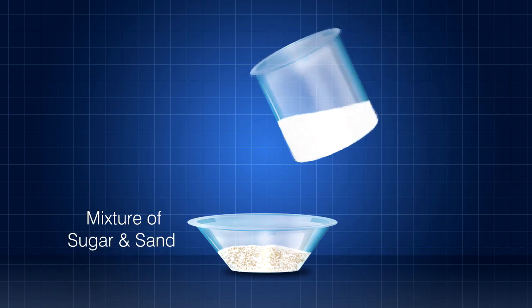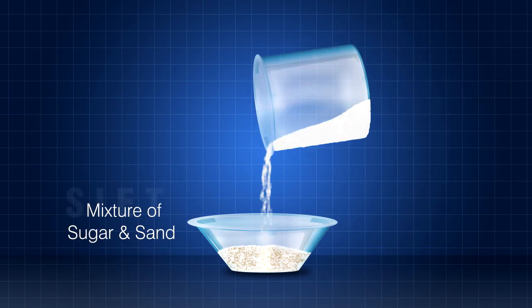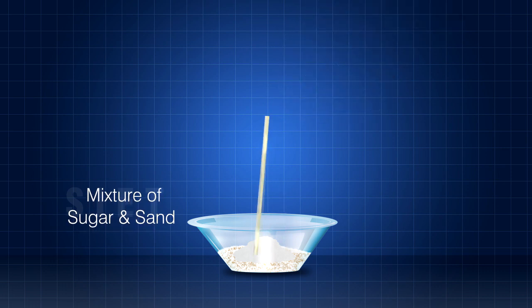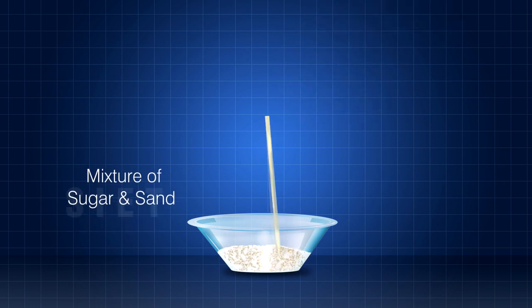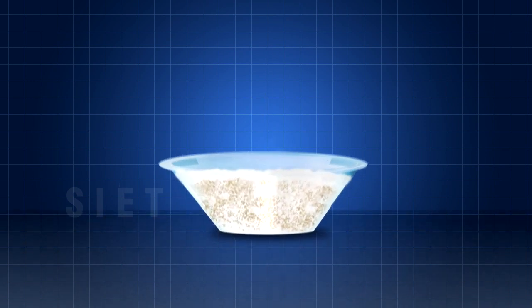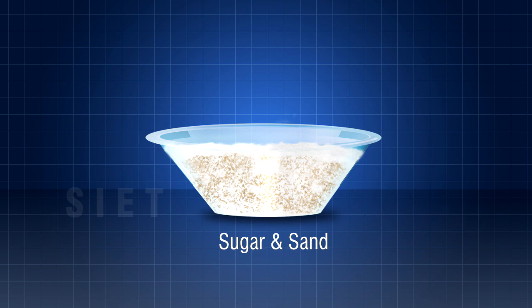In a mixture of sugar and sand, even if we increase the volume of sugar or sand, the mixture remains the same. So it implies that in a mixture, the components can be present in any proportions.